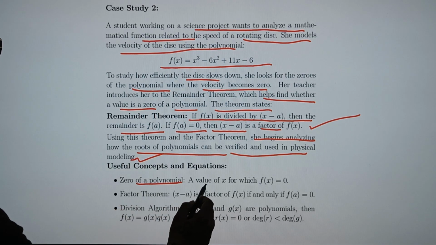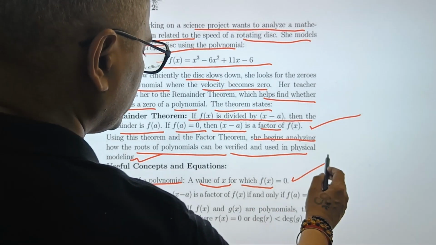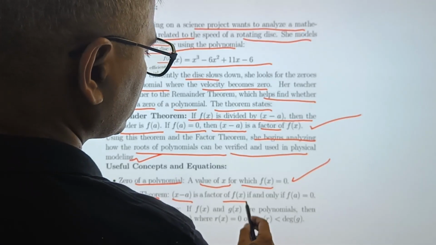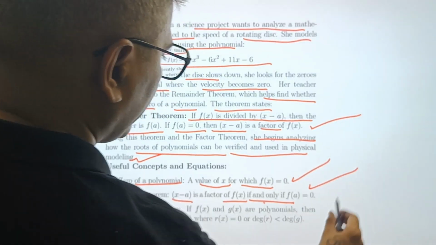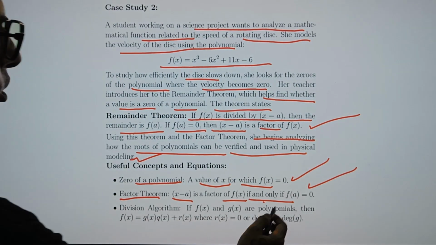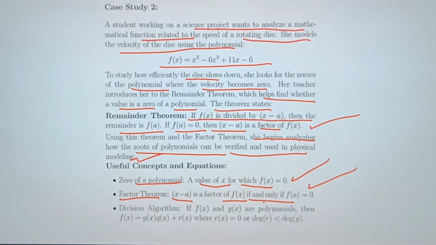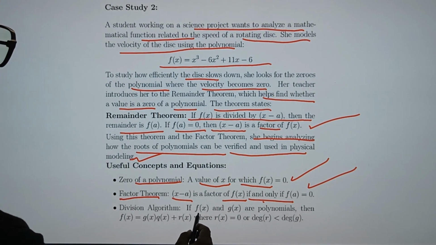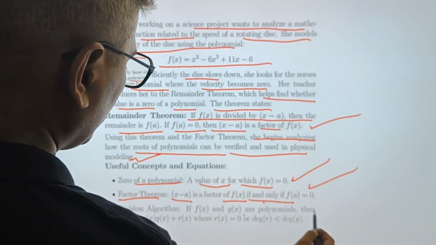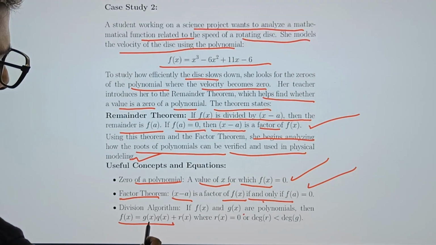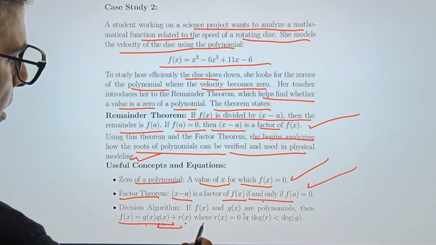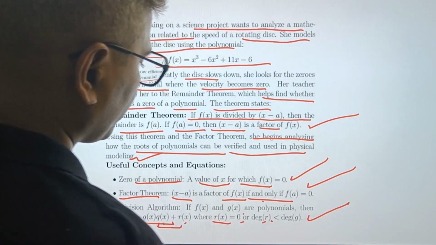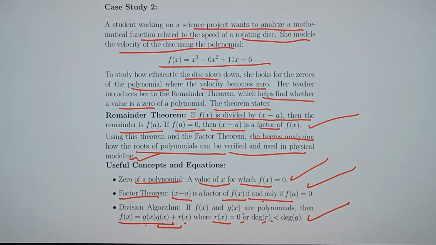Zero of a polynomial: a value of x for which f(x) = 0. Factor theorem: x - a is a factor of f(x) if and only if f(a) = 0. That means if you put the value of a in the polynomial, you are going to get 0. Then we can say that x - a is a factor here. Division algorithm: if f(x) and g(x) are polynomials, then f(x) = g(x) · q(x) + r(x), where r(x) = 0 or degree of r is less than degree of g. This is basically the division algorithm.